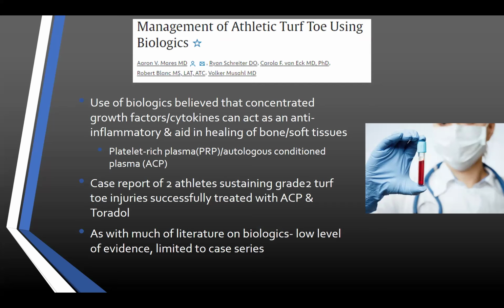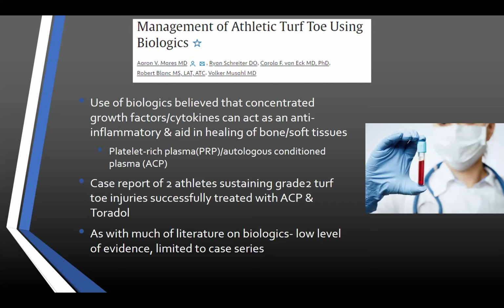The second athlete had a very similar presentation, reported pain after making a cut, and afterward had pain with normal ambulation and pushing off of the toe of the hallux. This patient also received a similar cocktail with autologous conditioned plasma and Toradol, more soon after the injury, about 48 hours, and then returned to play within a full week. Didn't have any other issues.